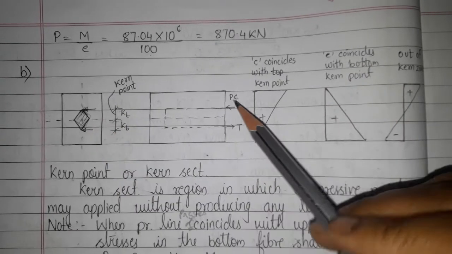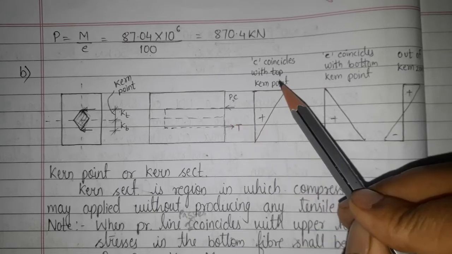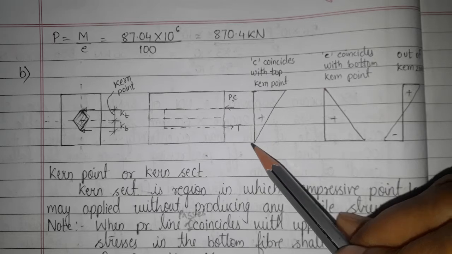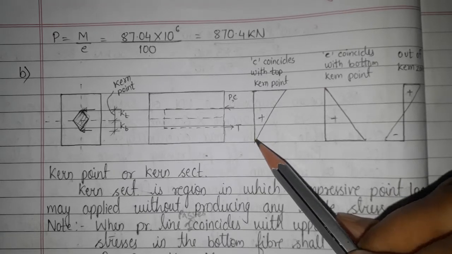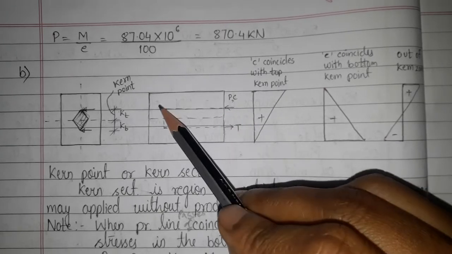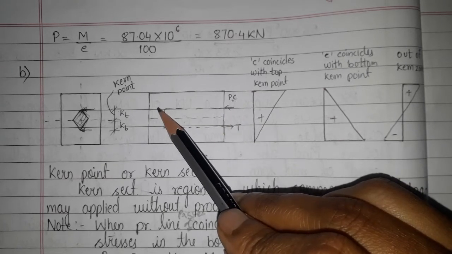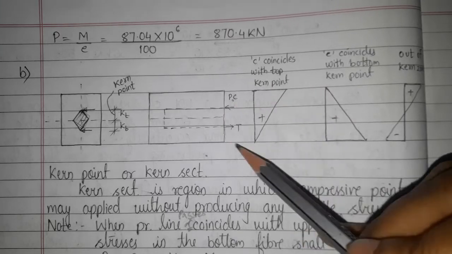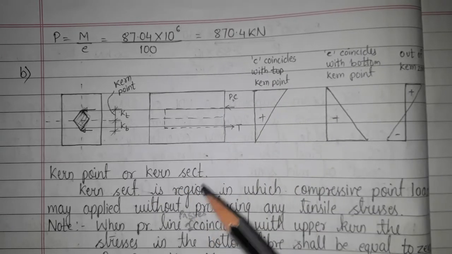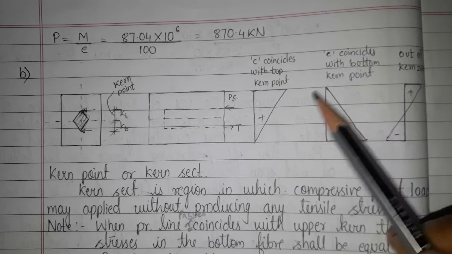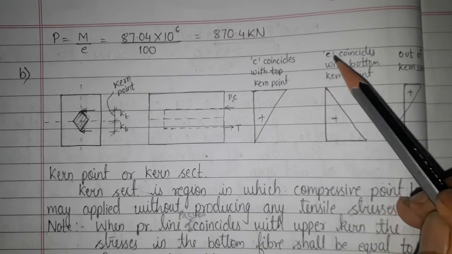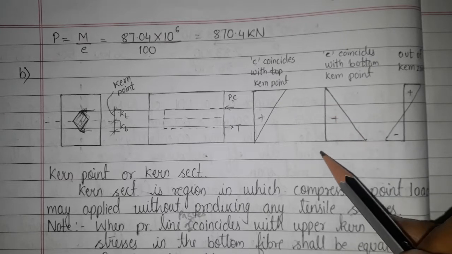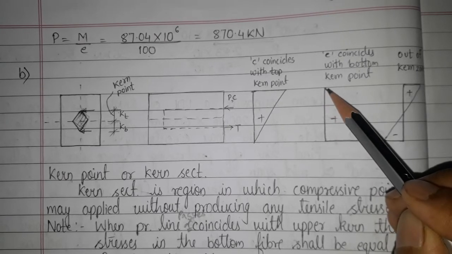If your pressure line is passing through the kern point, we will get maximum stresses here and the stresses at the bottom will be 0. Are you getting my point? If the pressure line passes through the top or upper kern point, the maximum stresses will be at the top zone, and the bottom zone will be 0. But if the pressure line coincides with the bottom kern point, the stresses at the bottom zone will be maximum and here it will be 0.